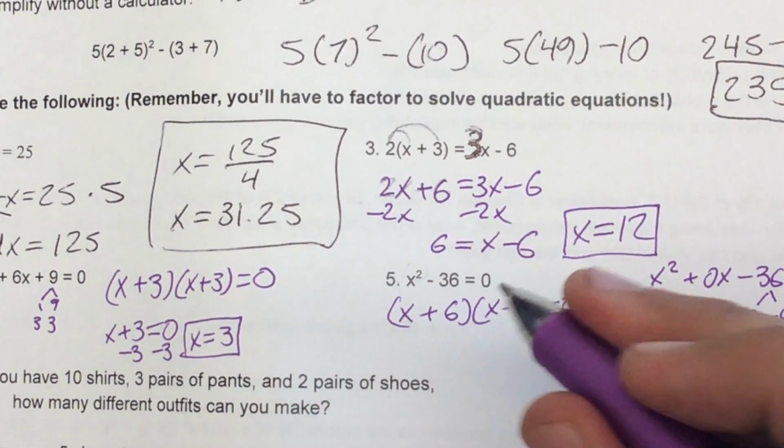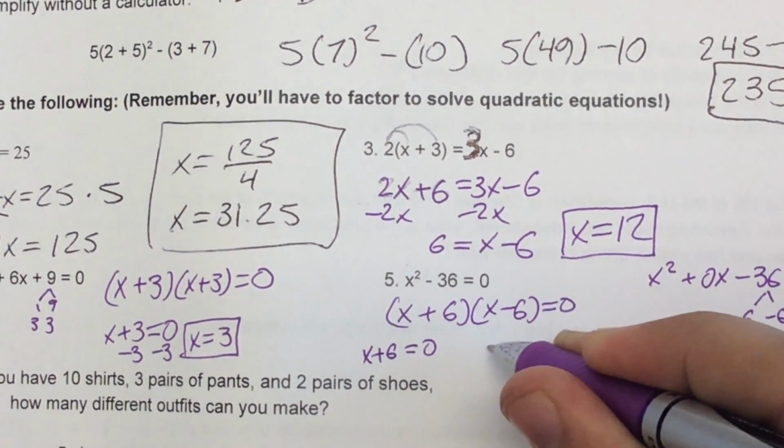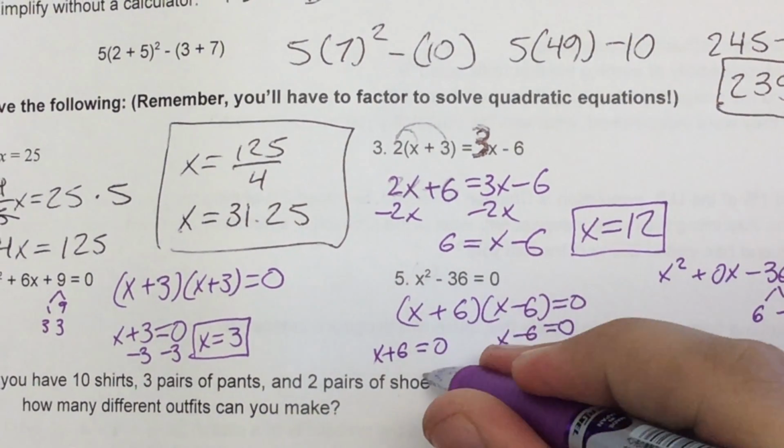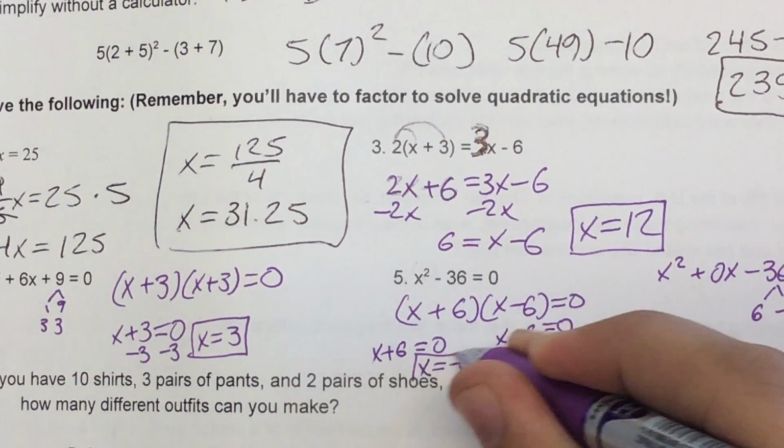Okay, now that we've got that, we can set this equal to 0 and set this equal to 0. And when we solve, we get x equals -6 and x equals 6.